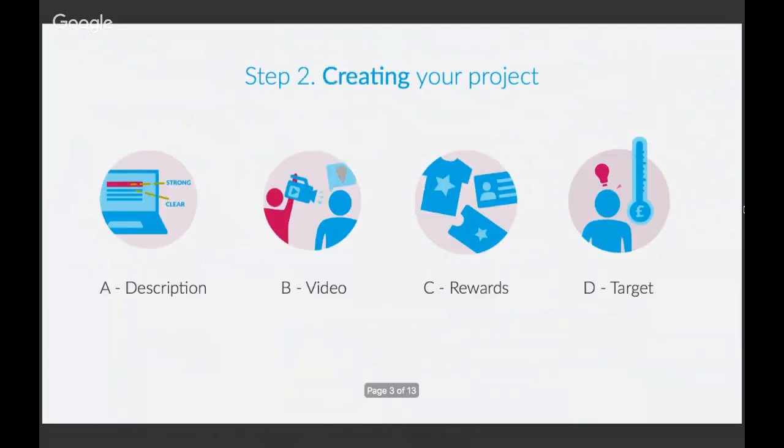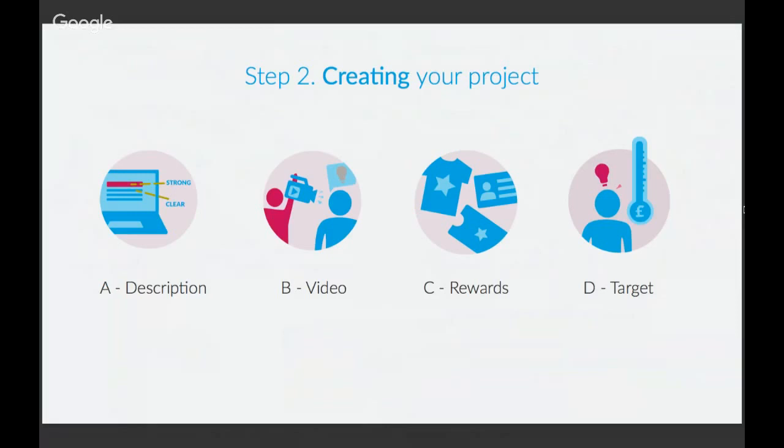So today we are going to be talking about creating your project, and we're going to divide it down into these 4 key parts, okay? First up, it's about telling your story through that written description that makes up the bulk of your project page. Next, we're going to have a quick look at creating videos, what kind of rewards you might want to offer and what kind of thing works, and also setting targets, okay?